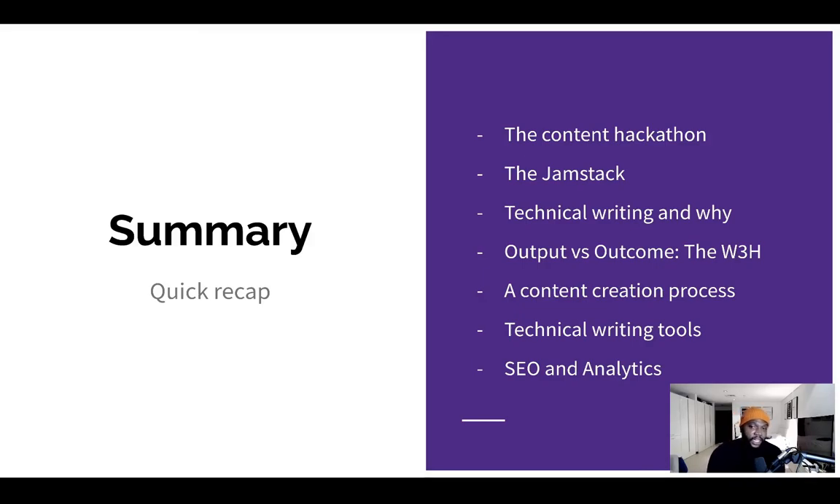We explained what the Jamstack is. We talked about technical writing and why we write. Then we explained output versus outcomes and the W3H, the questions you ask yourself before you create any content. We went over a content creation process I use and you could use as well. Then we looked at technical writing tools we use in editing, content creation, note-taking, publishing. And lastly, we saw SEO and analytics, tips and things to look out for.